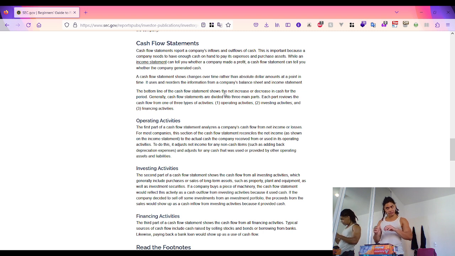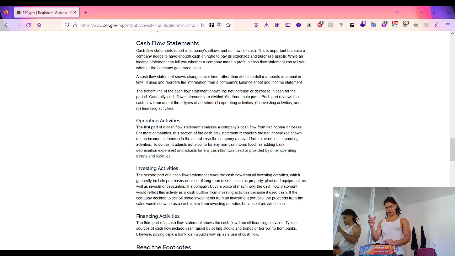The cash flow statement is generally divided into three main parts, and each part reviews the cash flow from the operating activities, the financing activities, and the investing activities. So the first part of the cash flow statement is the operating activities.